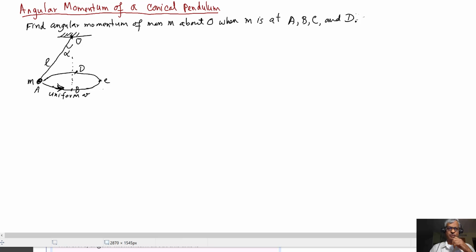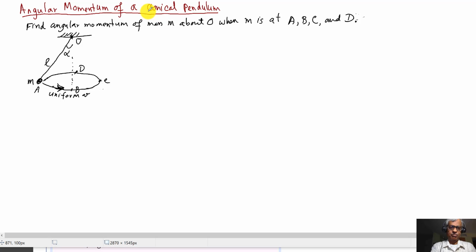Today we have a very important problem that you should understand fully if you want to really understand angular momentum. This will help you use angular momentum properly. So this is a very simple system.